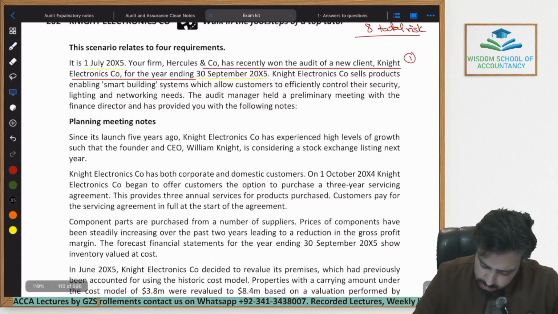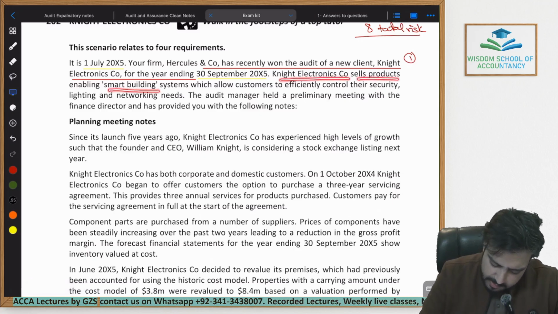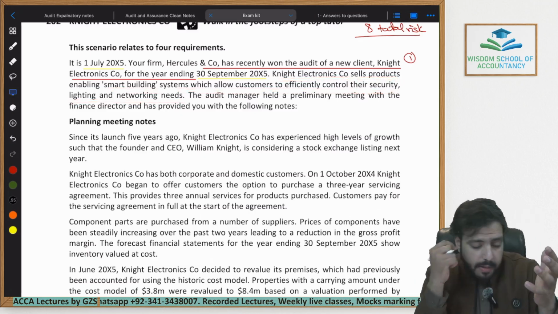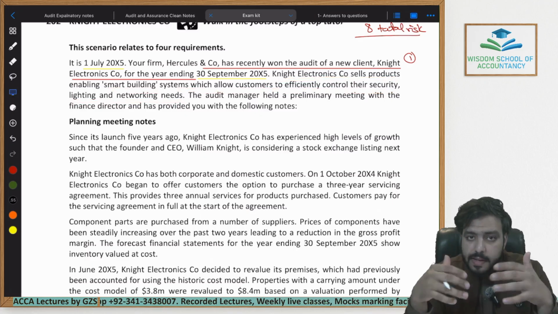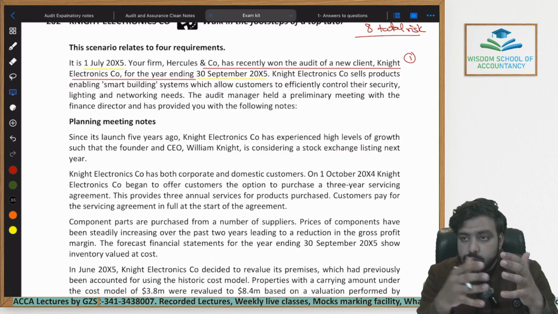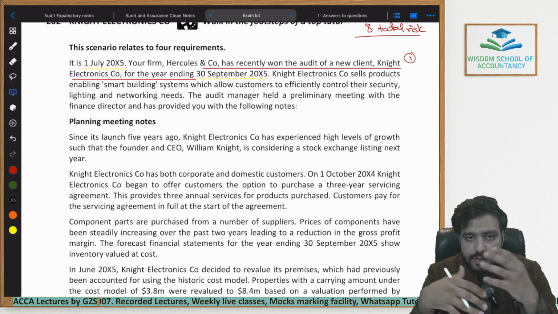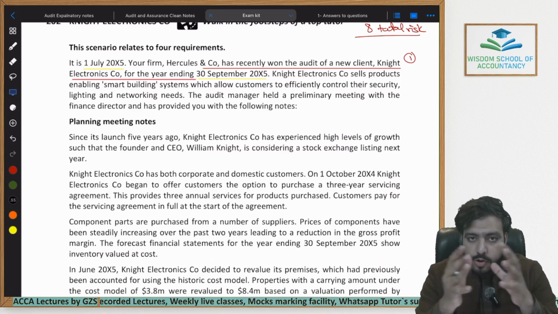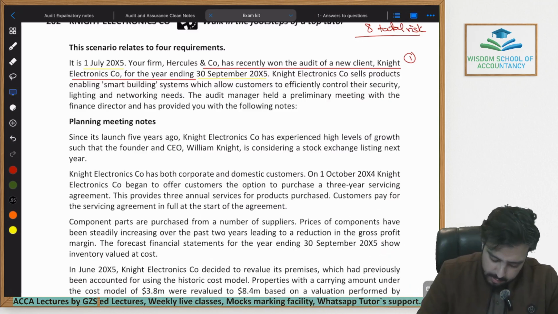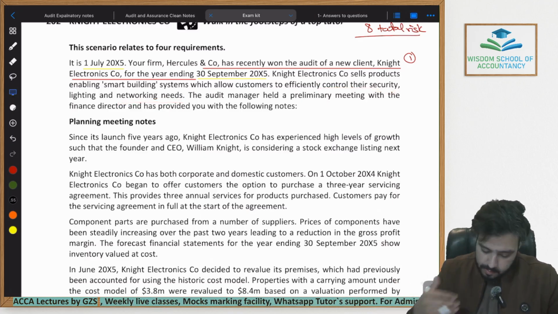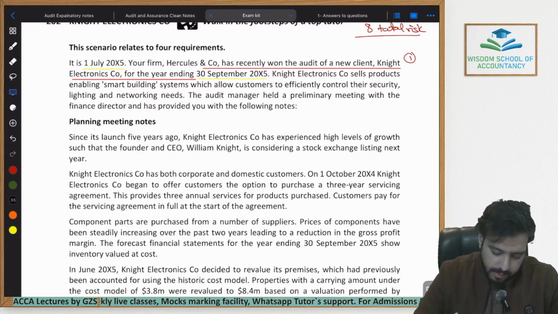Moving back towards the question. Knight Electronics Corporation sells products enabling smart building systems which allow customers to efficiently control their security, lighting, and network needs. So what is the business of this company? They basically provide electronics and security services to buildings that have already been built. They install different kinds of software like, let's say, Alexa, or door locks that can be controlled from anywhere in the world, and they provide security services and networking needs as well, for example, internet services within the building. This is their business. No risk can be identified in this case.